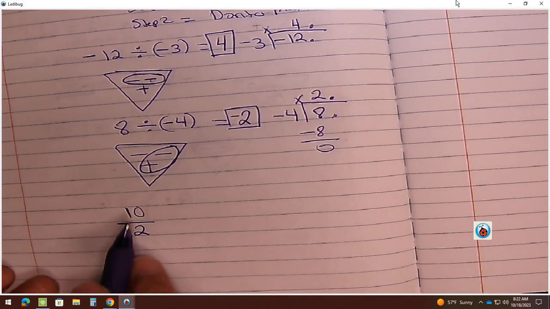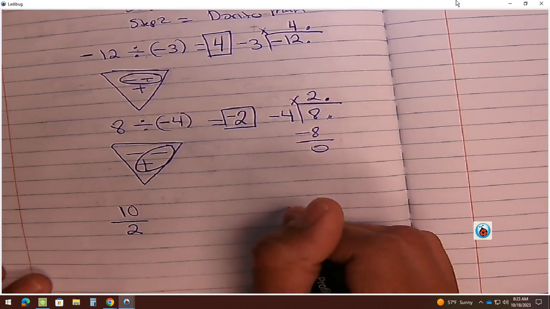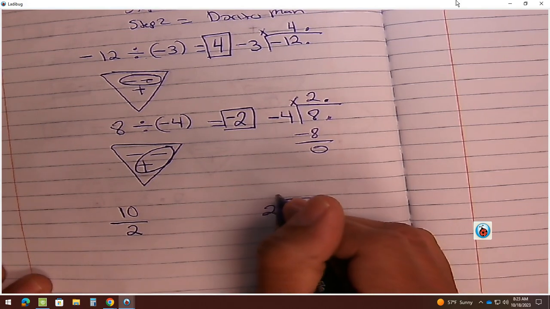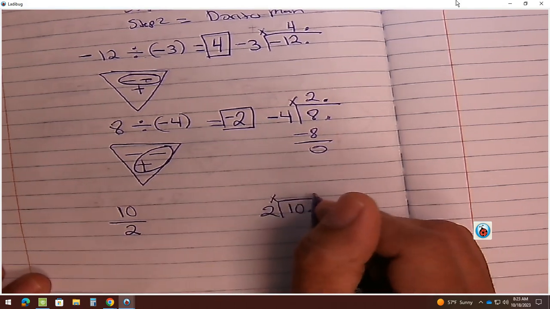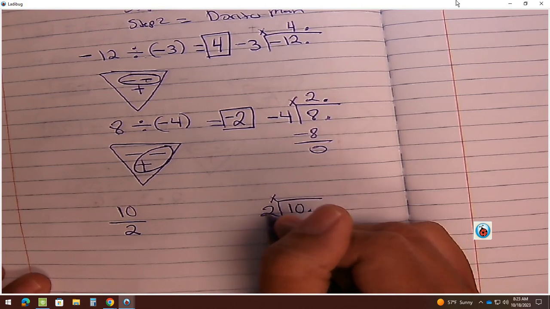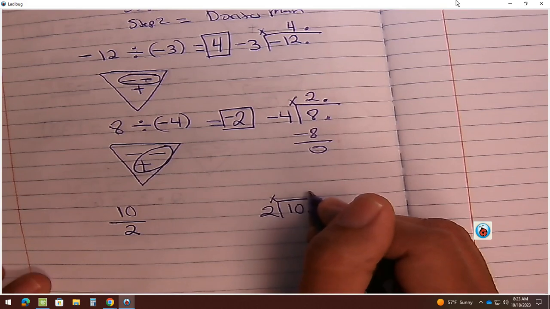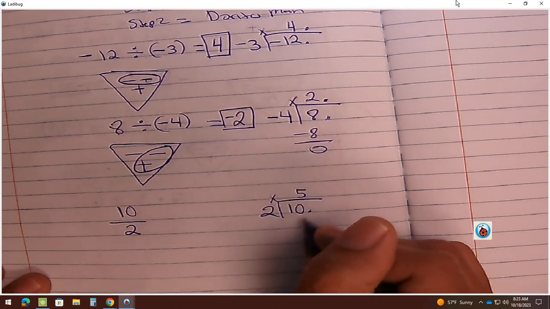Okay, 10 divided by 2, right? Who goes inside? 10. 2 out. Divide like you always do. 2 times what gives me 10? 5. We're not multiplying those two, we're dividing.